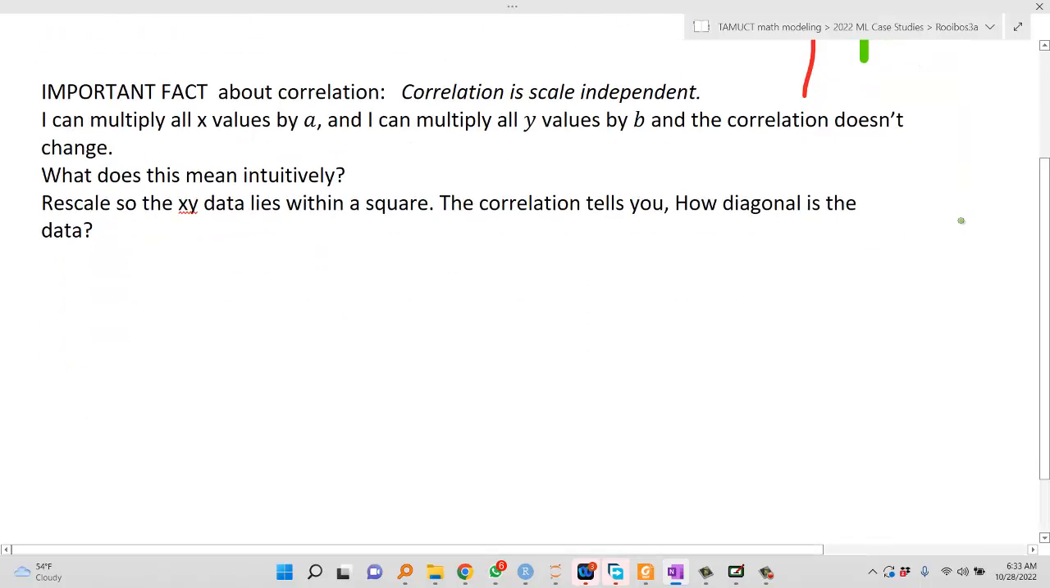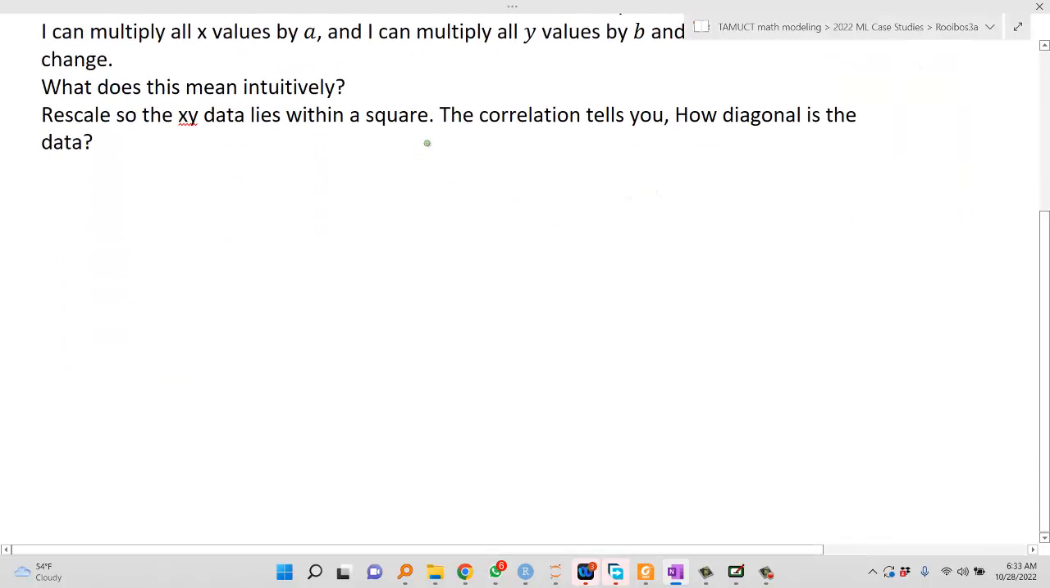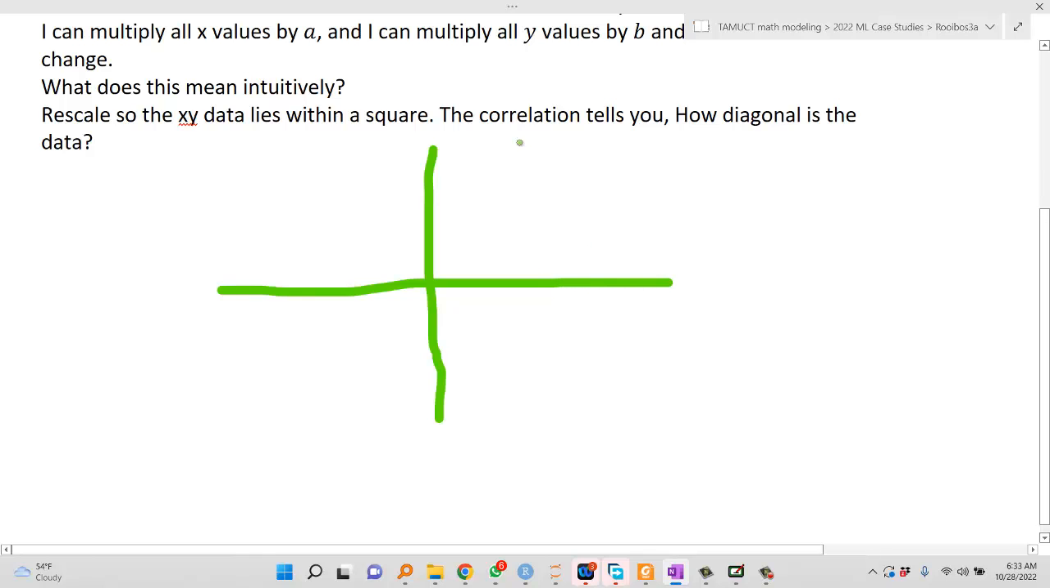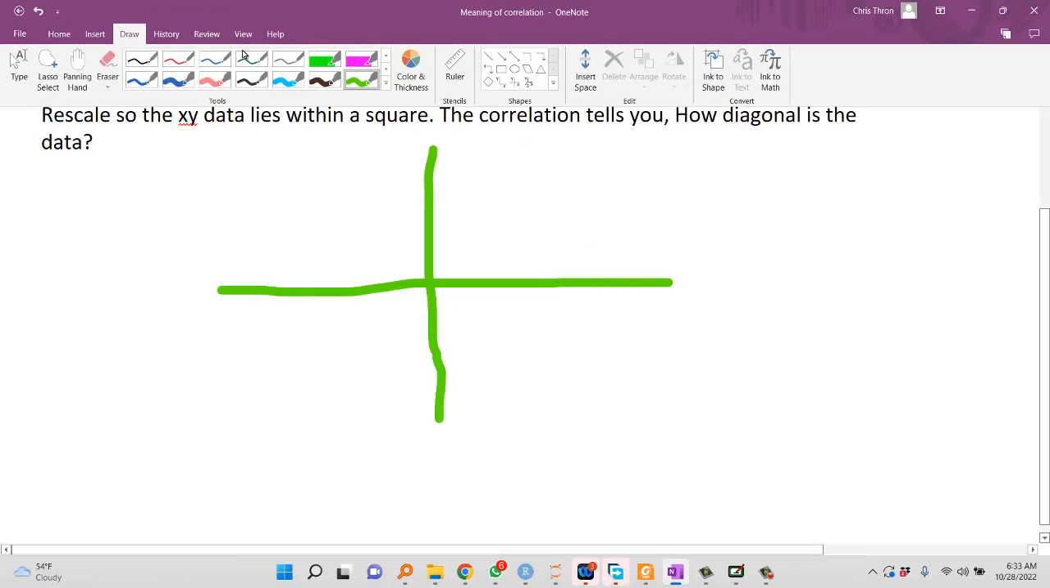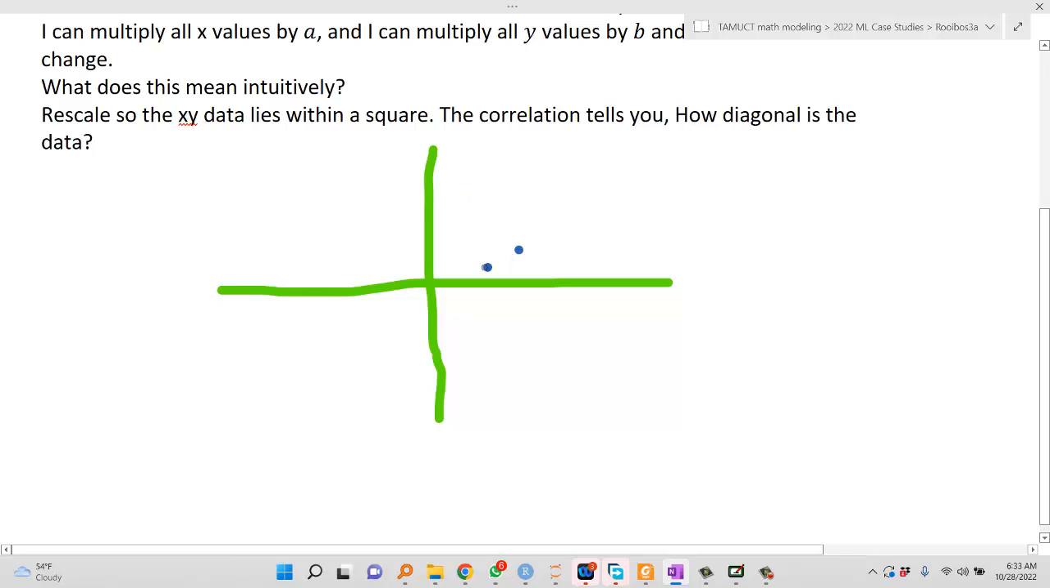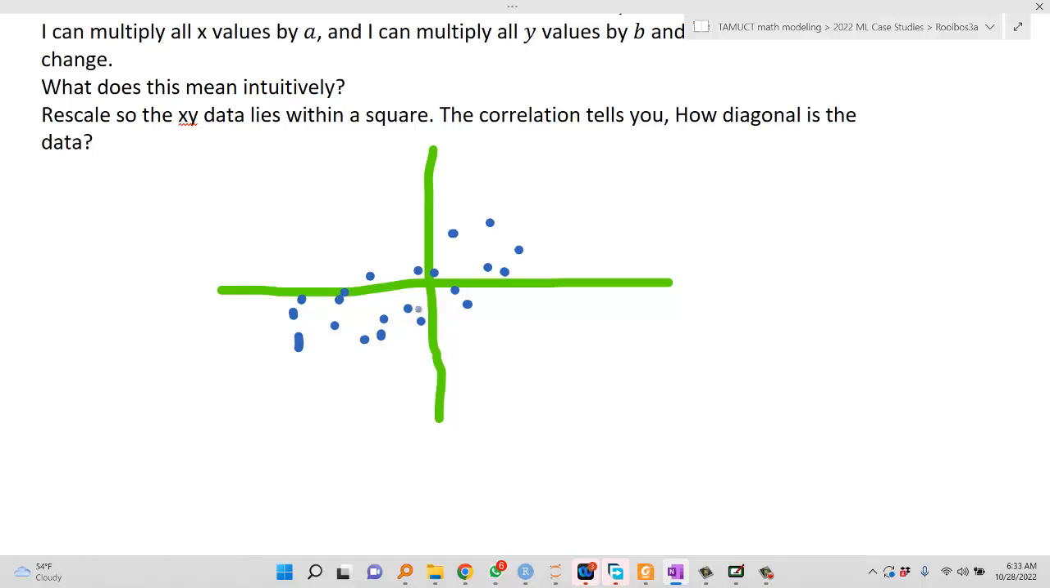So let me see if I can do that. Let's take a case where, let's suppose that we've already moved our axes here. And let's take a cloud of points. We'll just move them around here somehow. I try to make it so the data is already centered. And as I said, we've moved the green axis to be at the center of the x and y data. Okay, so we have something like this.